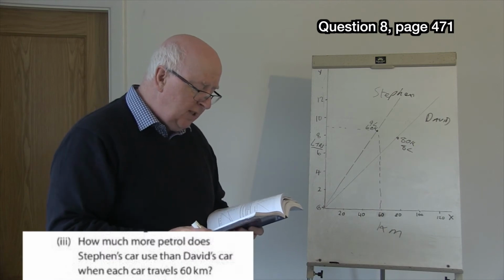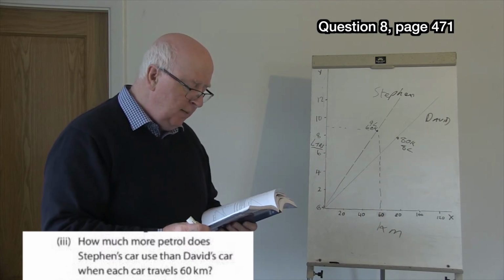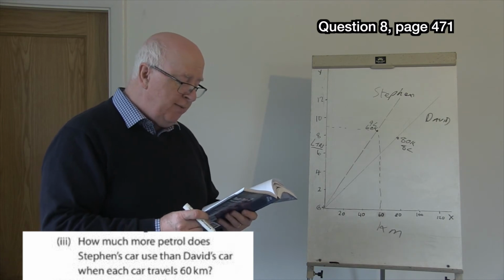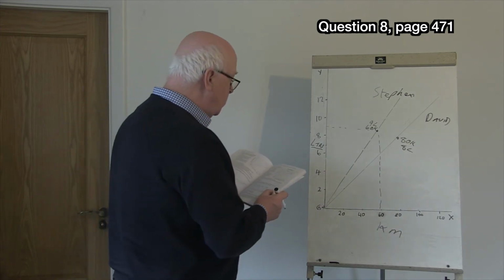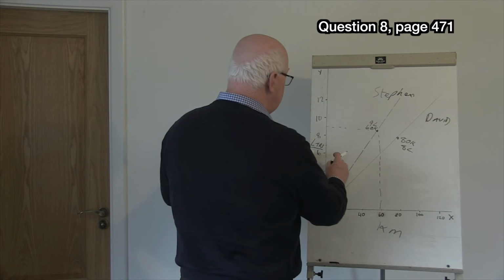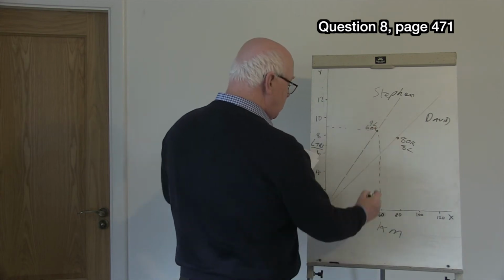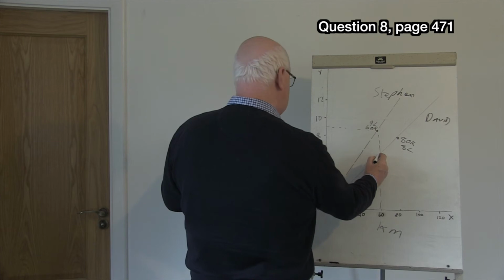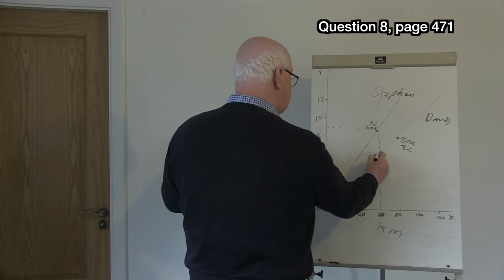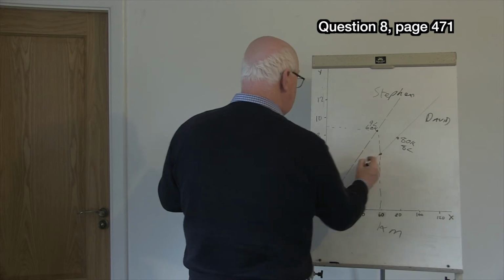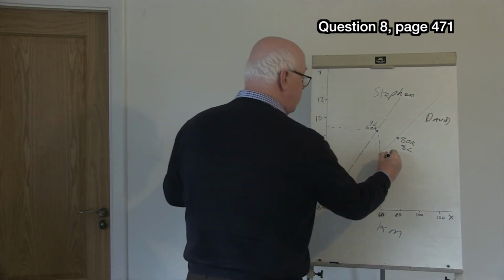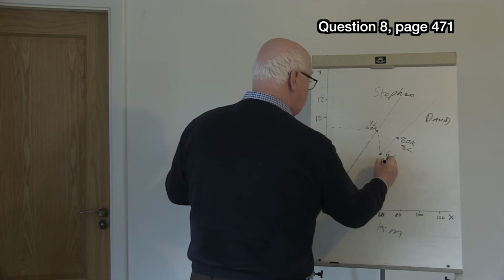How much more petrol does Stephen's car use than David's car when each car travels 60 kilometres? So 60 kilometres. For Stephen's car, we know he uses 9. Now we have to find out how much David's car uses, and I think we can fairly say David uses 6. Put it down there for 60 kilometres. If you look in your book, you'll see it more clearly, 6 and 60k.